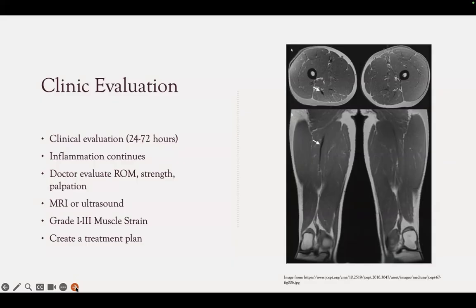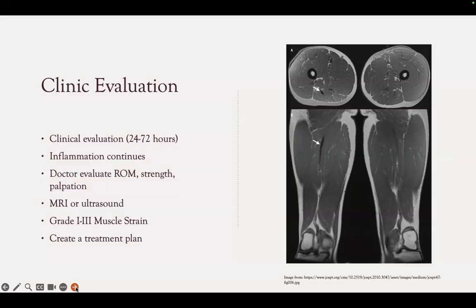The grade 1 is a mild strain, minor fiber disruption. The grade 2 is a partial tear with moderate function loss, and the grade 3 is the most severe. There is a complete tear in the fibers, and the athlete is not able to function very well with the leg.